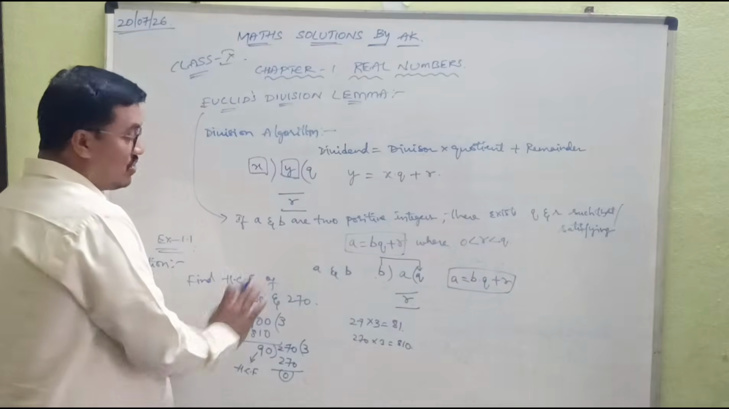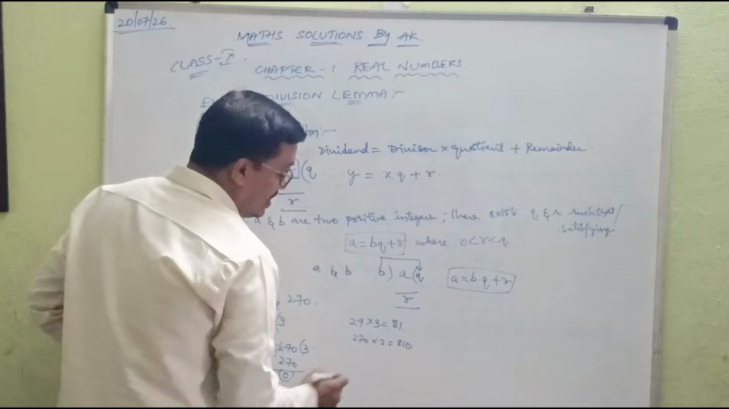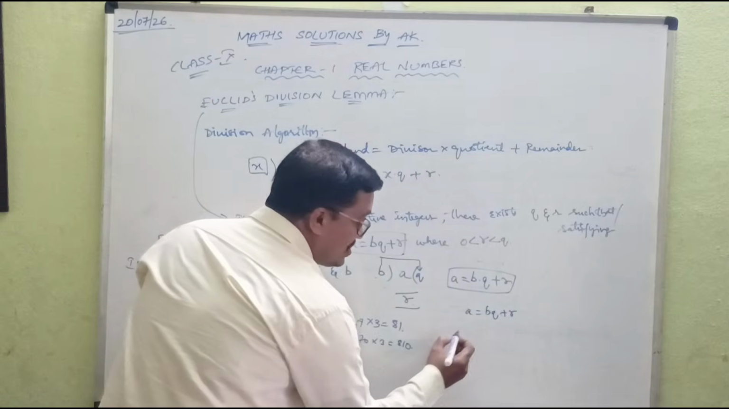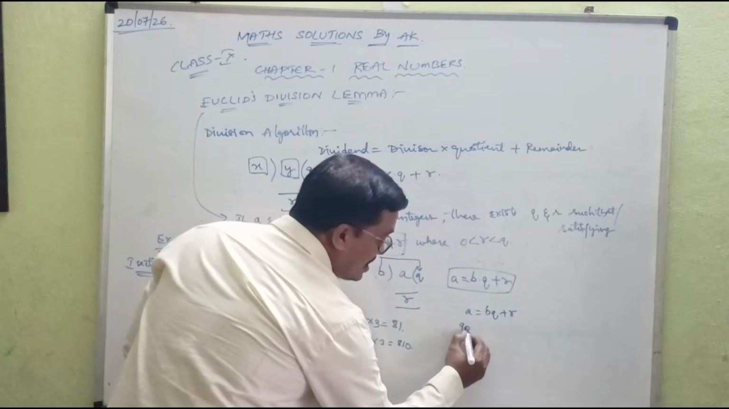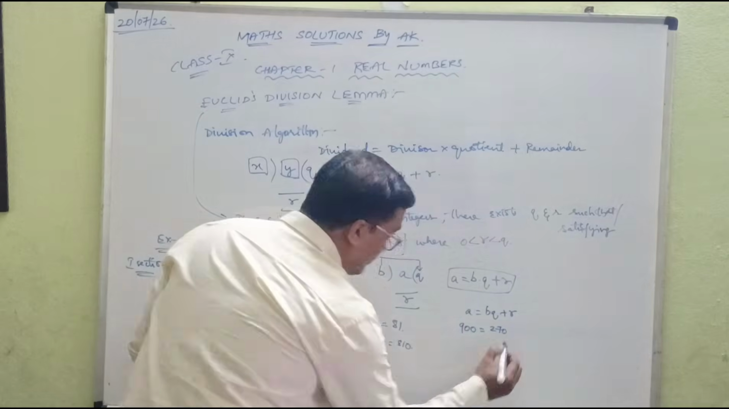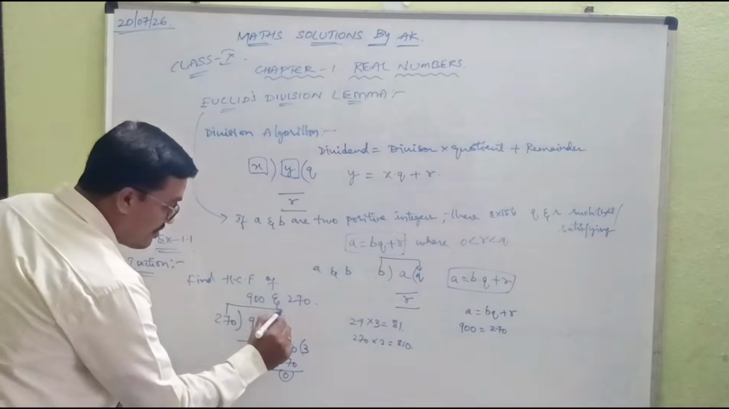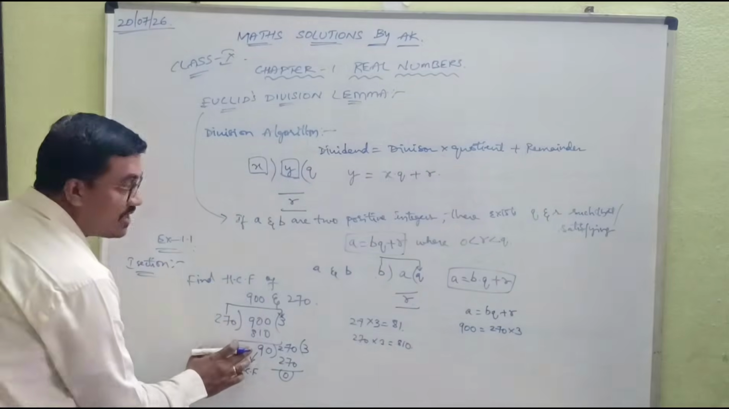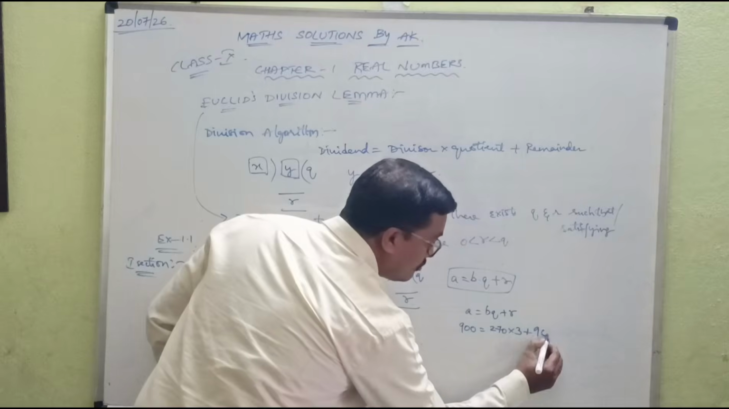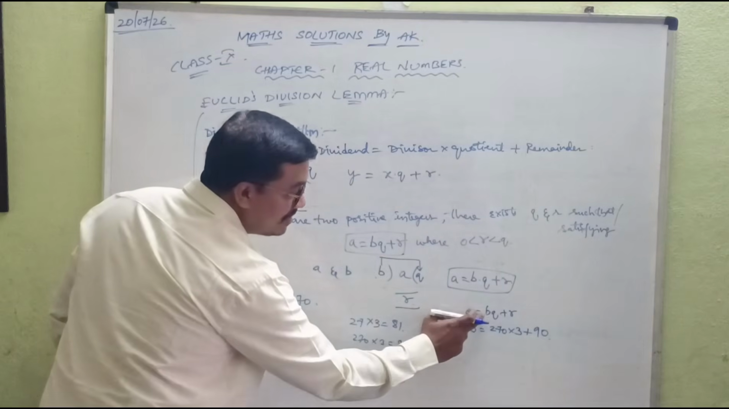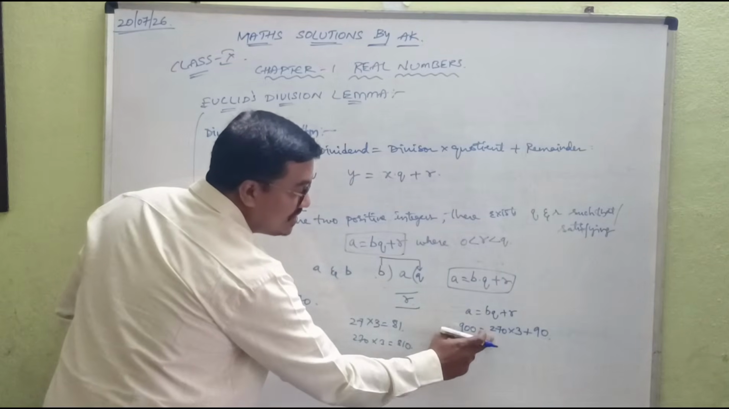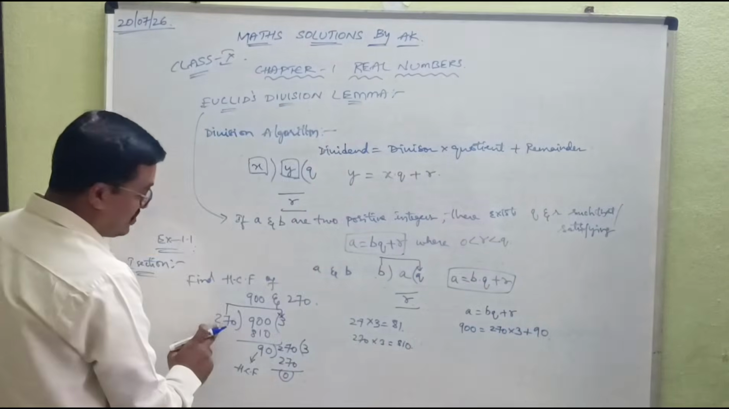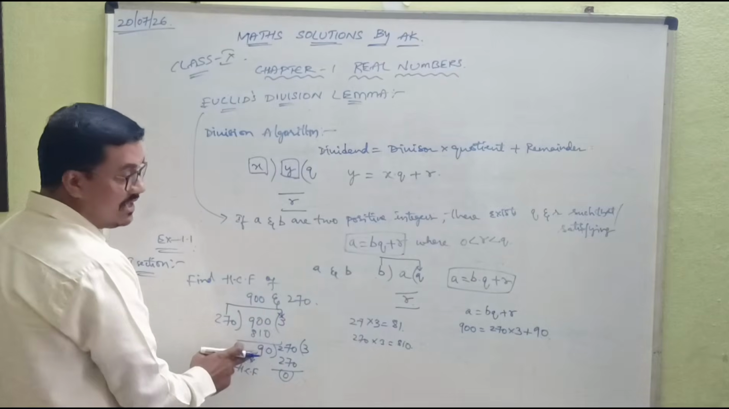Now how to write this using your Euclid's division lemma? a is equal to bq plus r is already known to you. So what is your a? Now 900 is divided with 270. With 270, 270 into 3, you are getting 810, and the remainder left over is 90. So a is your dividend 900, b is your divisor 270, the quotient is 3, and the remainder is 90.